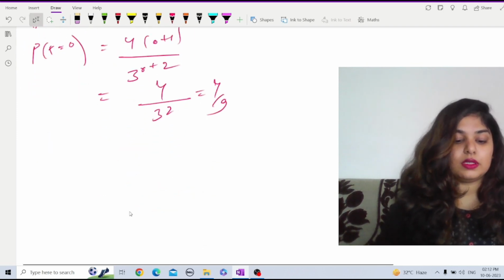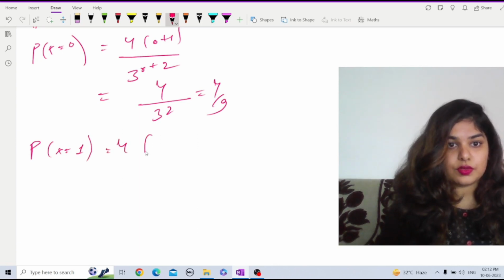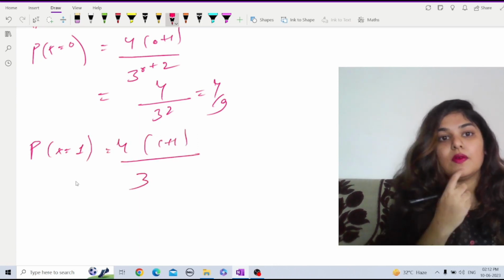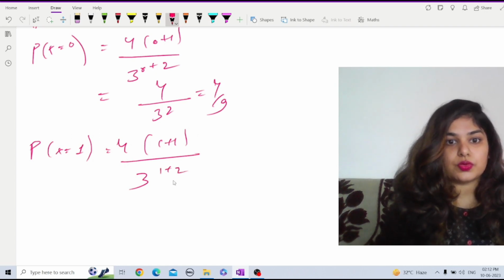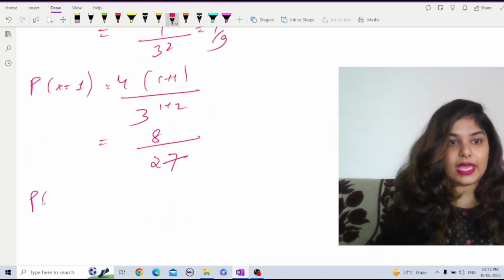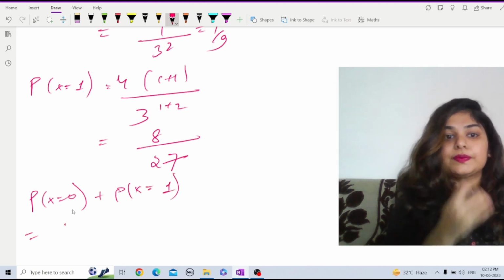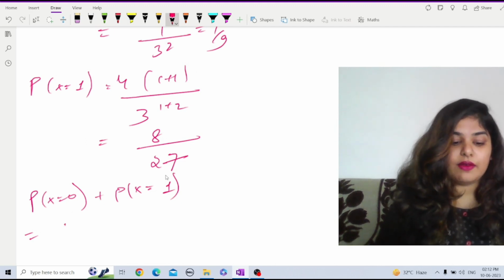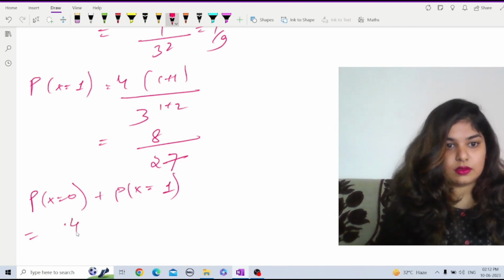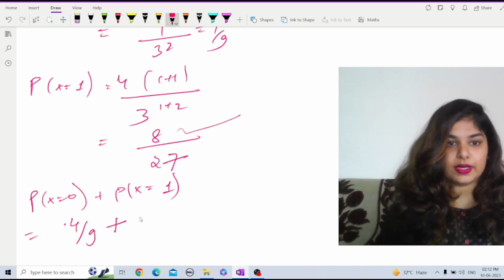And we have P of x equal to 1. So again we will put 4 into 1 plus 1 by 3 to the power 1 plus 2. So that is 4 2s are 8 by 3 cube is 27. So ultimately we have to find out P of x equal to 0 plus P of x equal to 1 is equal to how much? So that is we have 4 by 9 plus 8 by 27, right?